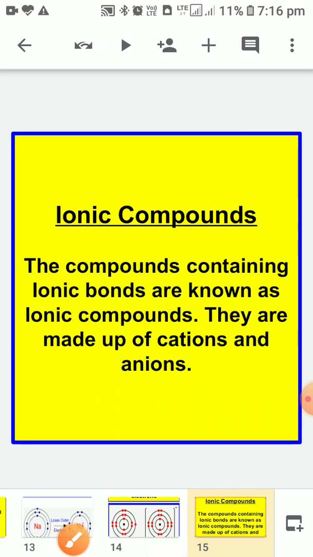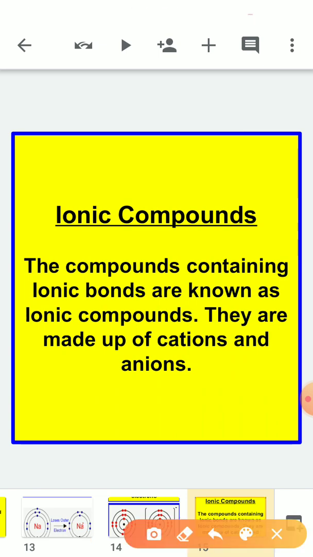Now ionic compounds. What are ionic compounds? So simple, compounds which contain ionic bonds. So the compounds containing ionic bonds are known as ionic compounds. They are made up of cations and anions. Cations means positively charged ions and anions means negatively charged ions.